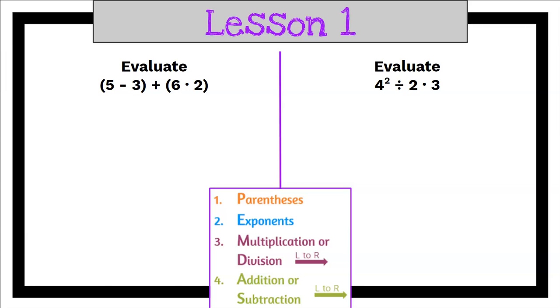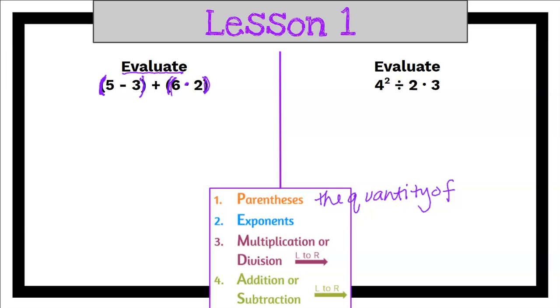Lesson 1. We are going to evaluate using order of operations. So, evaluate the quantity of, that's how we read parentheses, so the quantity of 5 minus 3 plus the quantity of 6 times 12. That dot is multiplication. Excuse me.